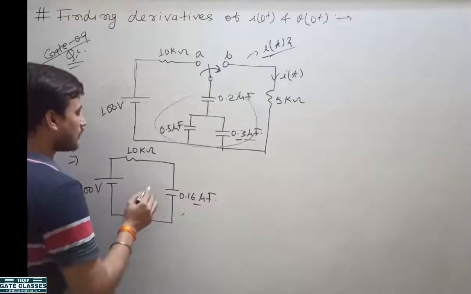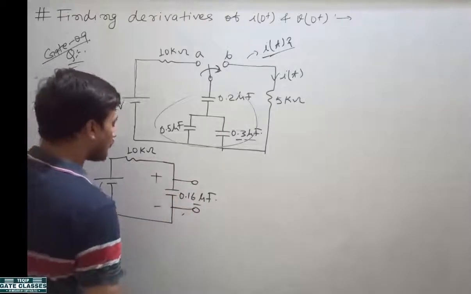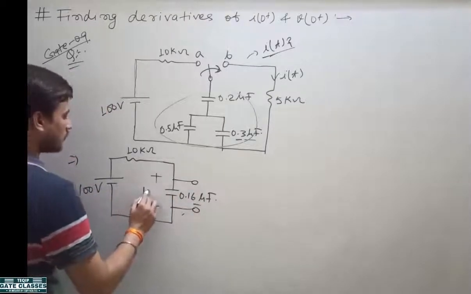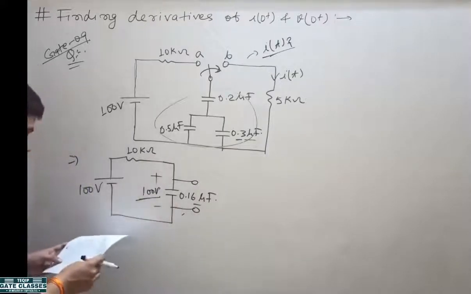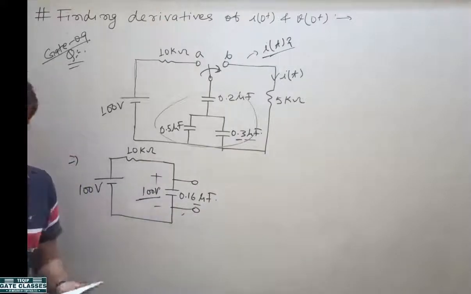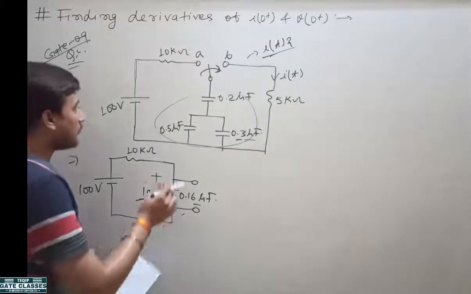Since it was there for a long time, so long time means what? Its voltage will be how much? It was acting like an open circuit, so its voltage will be equal to 100 volt. Here its voltage will be equal to 100 volt. Now the switch is moved to position B.